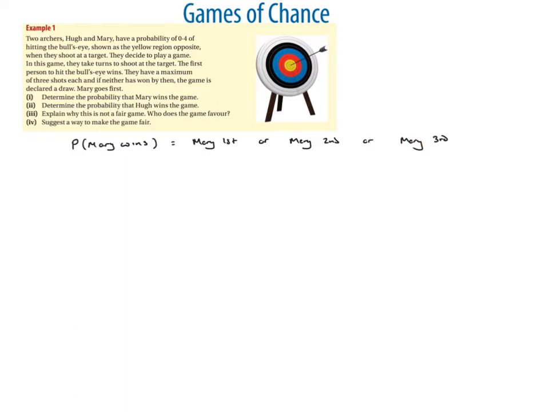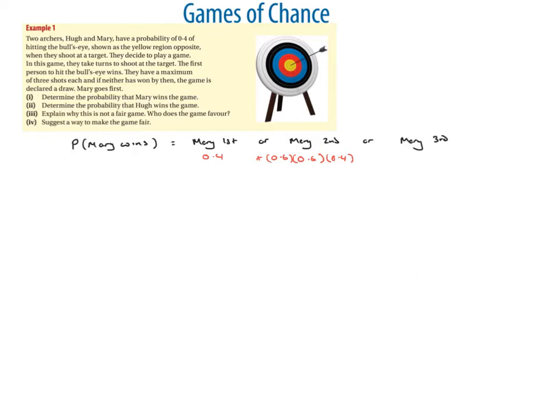So Mary, the first one, she hits it. There's a 0.4 chance of that happening. So that's just 0.4. Dead straightforward. End of game. Or what could happen is Mary could miss the first shot. Now if Mary misses the first shot, that is 0.6, because she's got 0.4 of hitting. But that also means now that Hugh has to miss. So that's Mary missing here, then Hugh has to miss, and then Mary gets a second shot, which she then hits with a 0.4.